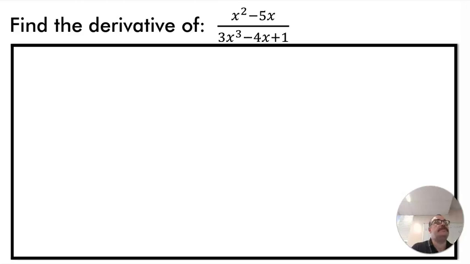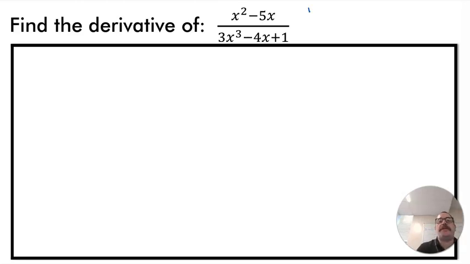Which one? I haven't done anything with it. I'm confused. No, this one could be simplified. This one isn't bad. Yeah. All right.